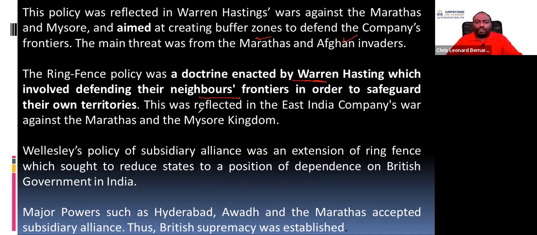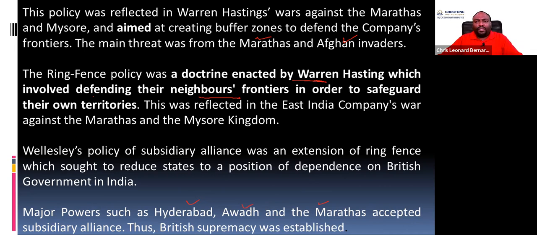And Wellesley's policy of the subsidiary alliance was an extension of this ring fence policy, which sought to reduce the status of the native states from a position of equality to a position of dominance, where the Britishers were dominant and the Indians were at their mercy. The major powers which accepted this subsidiary alliance system were Mysore, Hyderabad, Awadh, Marathas, and Sikhs. All these accepted, and thus British supremacy over the Indians and their territories was established.